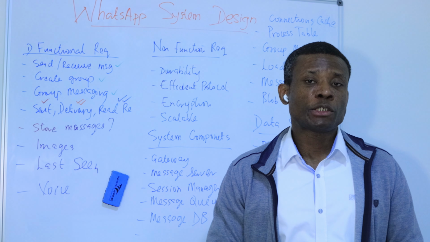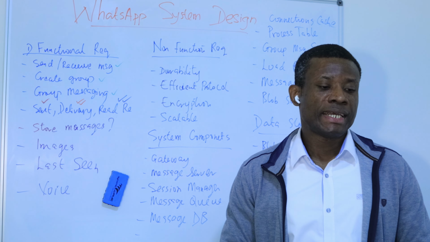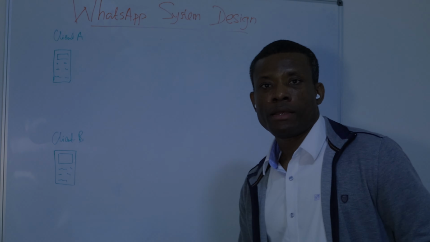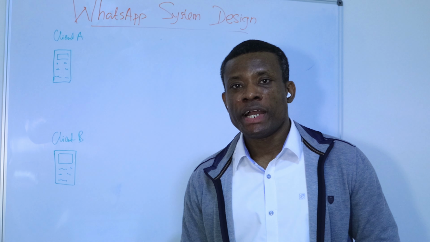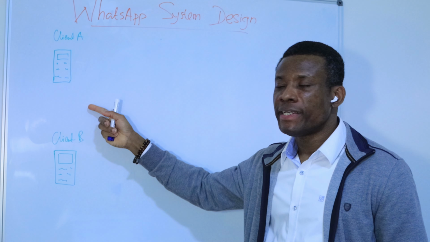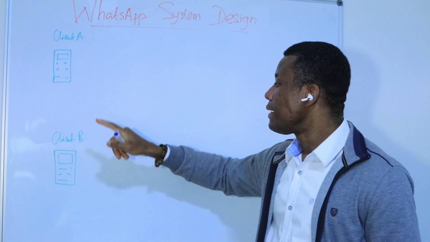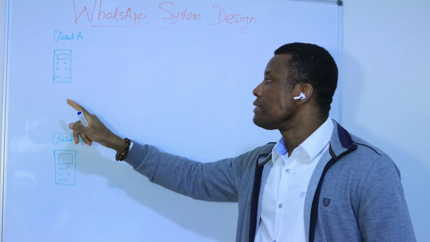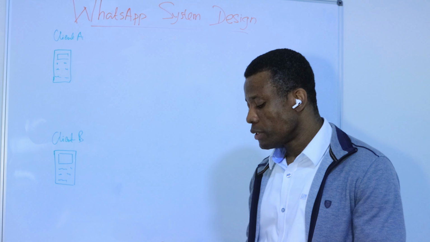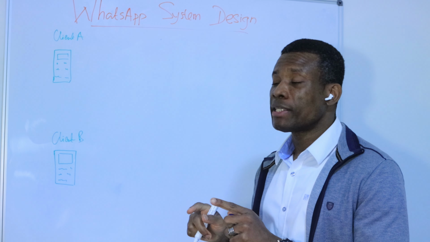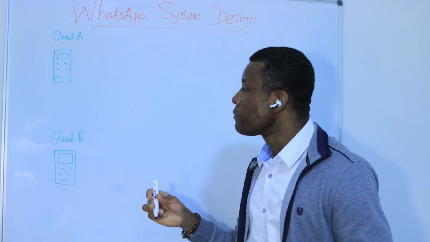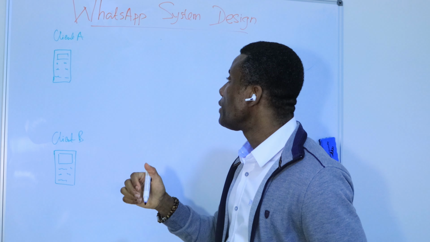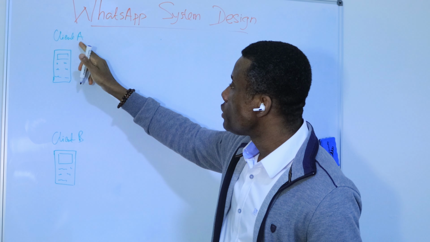Let's now get into the actual architecture of how this works, and then we proceed from there. So now we have two mobile devices. We call them client A and client B. Client A wants to send some message to client B. So the first thing we want to identify is the payload of this message. This message is going to contain the message and the client, right?